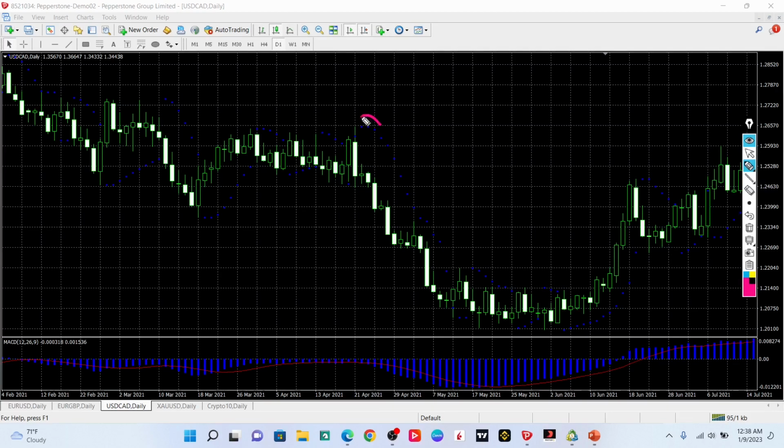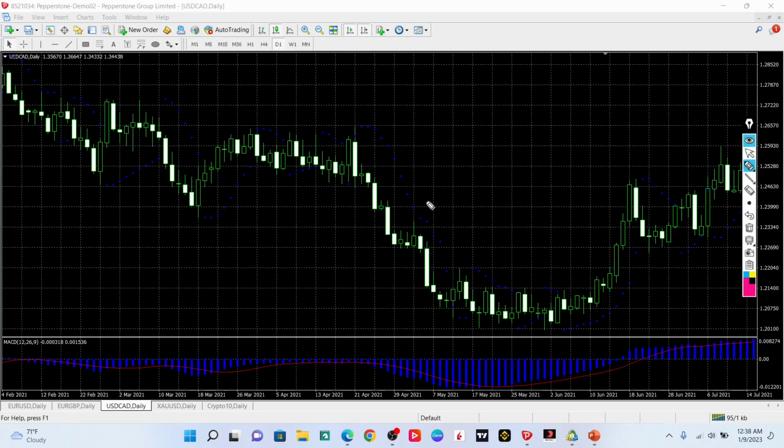We say the parabolic SAR shows us the dots above the candles when the price is saying that we are going to sell. And when the dots are below the candles, it shows that we are going to buy. It is a bullish signal, okay?